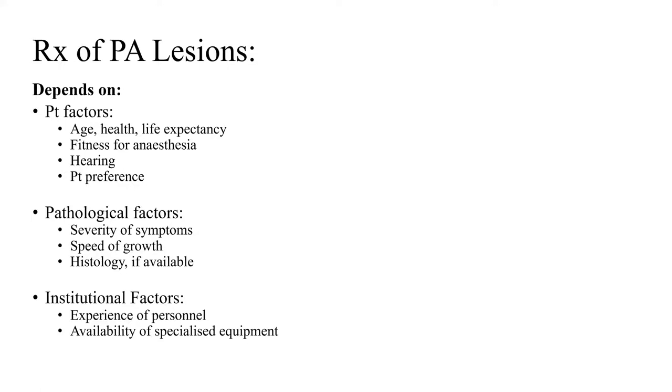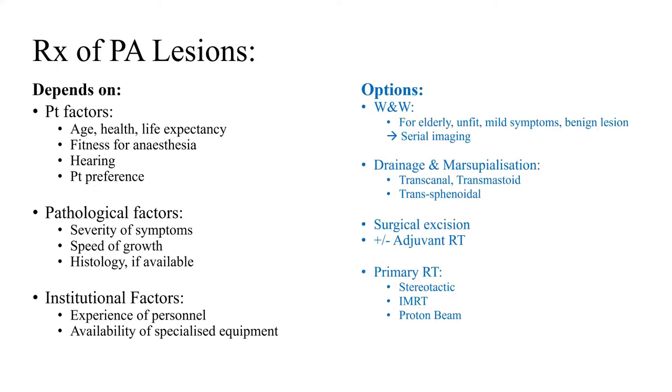And then institutional factors obviously are quite important, with the experience of surgical and oncological personnel and the availability of lots of specialized equipment, both for treatment and investigation. So the options would then be watch and wait, which would be a valid option for elderly, unfit patients with mild symptoms and a lesion that's presumed to be benign, and that would be done by serial imaging.